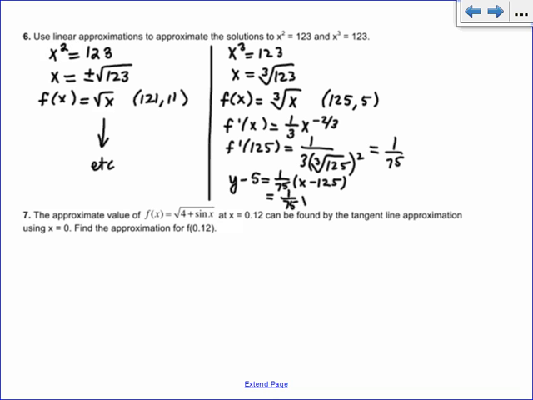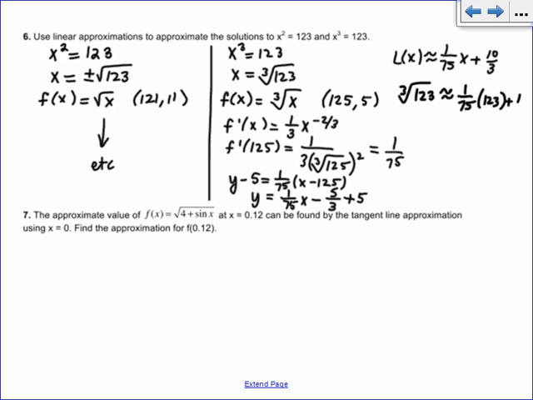So we get 1/75x minus 5/3, and we're adding the 5 over. Isn't it easier just to keep it in that form when you plug in? Yeah, it could be. So we end up getting L of x is approximately 1/75x plus 10/3, right? So the cube root of 123 is approximately 1/75 times 123 plus 10/3.